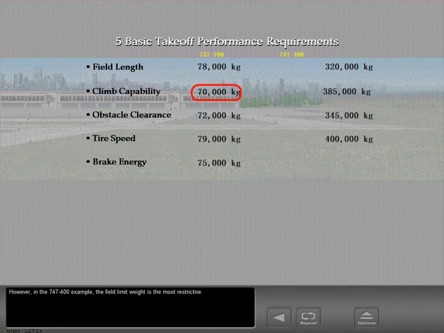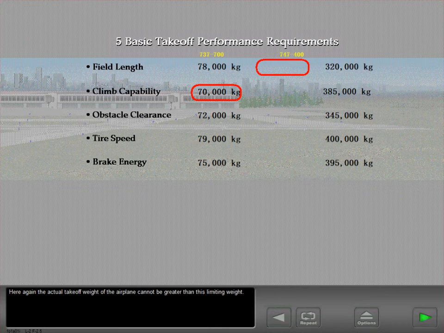However, in the 747-400 example, the field limit weight is the most restrictive. Here again, the actual takeoff weight of the airplane cannot be greater than this limiting weight.